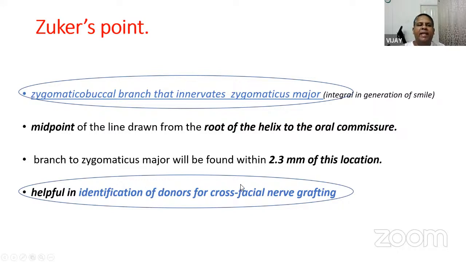It is the main donor for the cross facial nerve grafting. So the zygomatico-buccal branch can be spared, it is expendable, for the cross facial nerve grafting. That is the answer for the question.